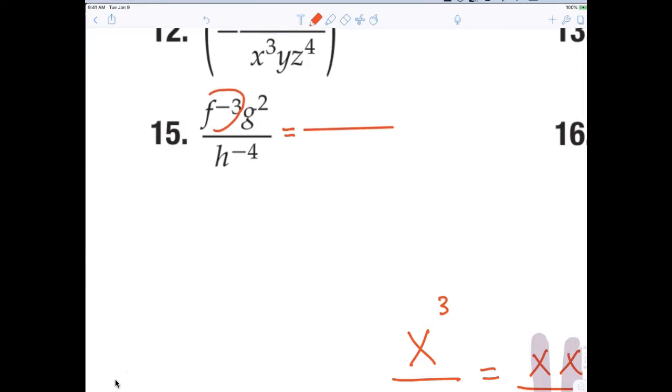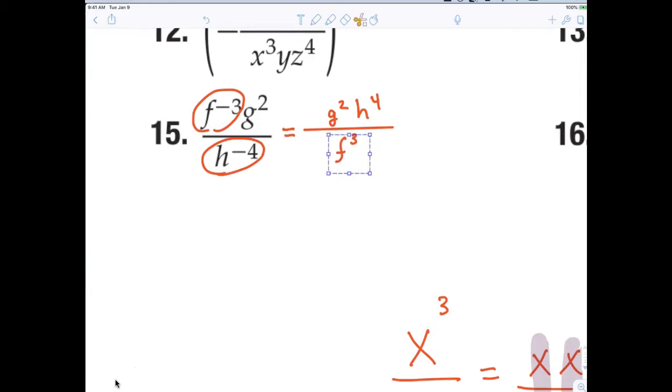And this f to the negative 3 just gets put where? In the denominator. So we say that is f cubed. Now, does anything happen to g squared? No. So we just leave g squared alone. Now, what about h to the negative 4? Move it to the numerator. So we have g squared h to the 4th over f cubed.